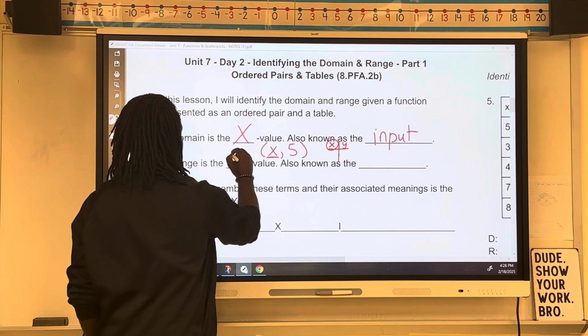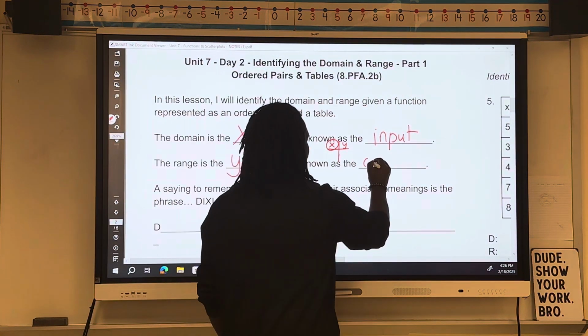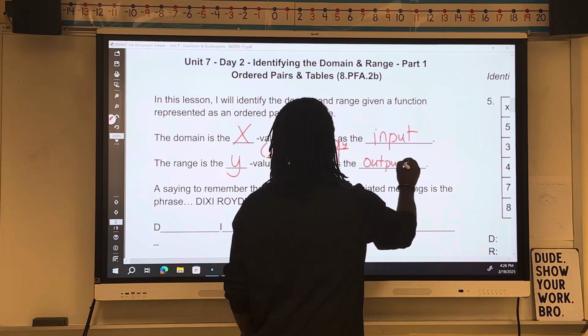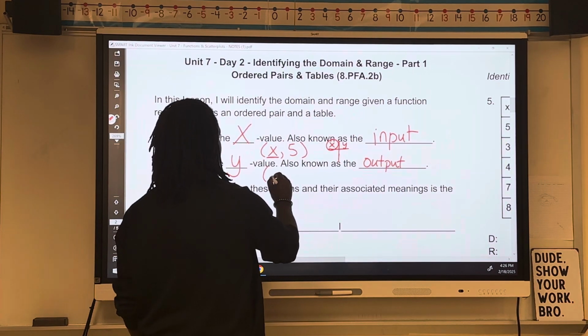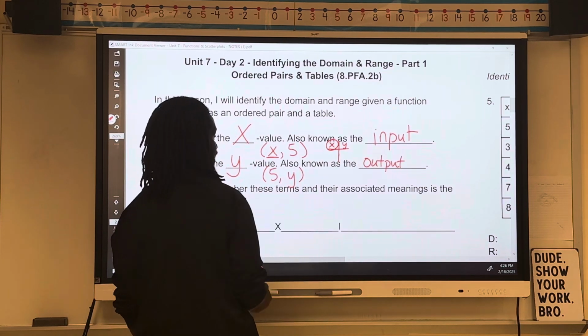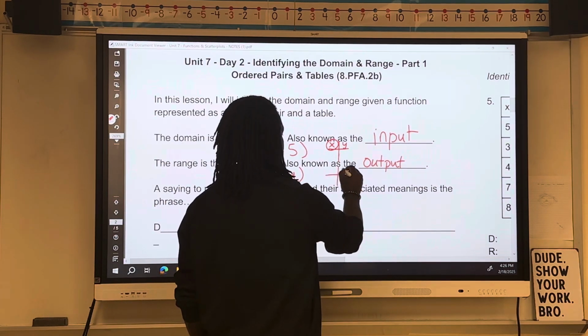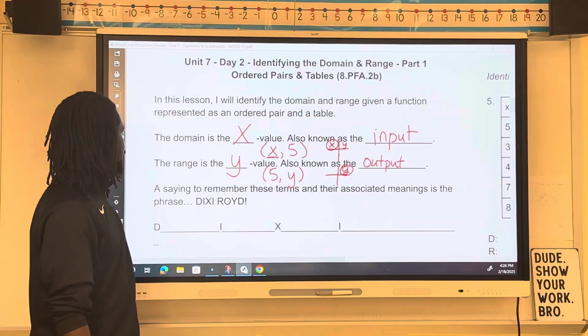And the range is the other one. It is the y values, also known as the outputs. If you are dealing with an ordered pair, then the y is the second number, and in a table, it is the column on the right.